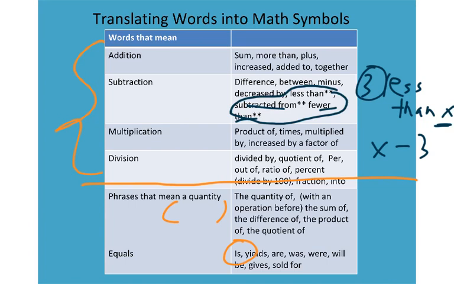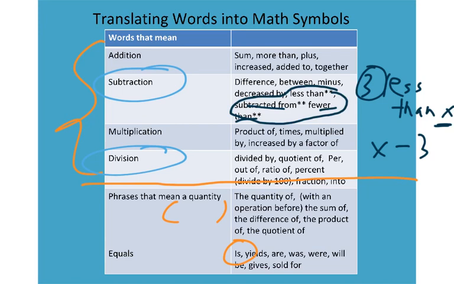For multiplication, we have the product of, times, multiplied by, or increased by a factor of. And for division, we have divided by, quotient, per, out of, ratio of, or anything that implies a percent. Those are all phrases that mean division. Now, with subtraction and division, the order is critical, and we'll talk about that a little bit later.